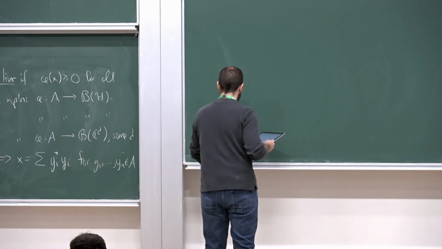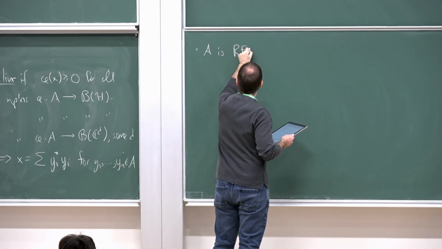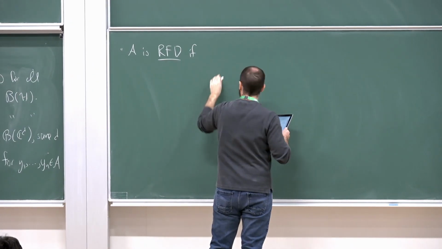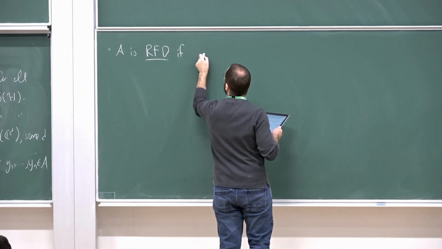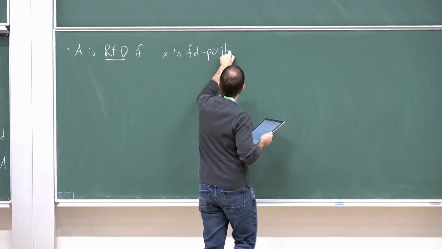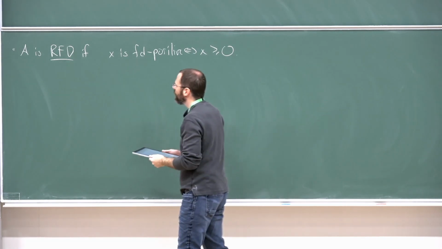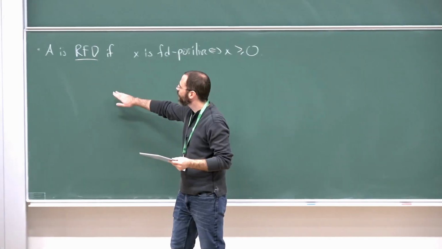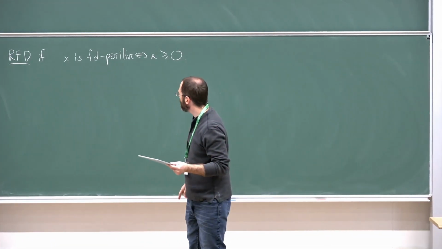And then we'll say A is RFD, residually finite dimensional, if finite dimensional positivity and positivity are the same thing. So x is FD positive if and only if x is positive. And this one, it's not really what we should call RFD for A as a star algebra. It really is RFD of the universal enveloping C star algebra. But it's about being able to prove something is non-positive.